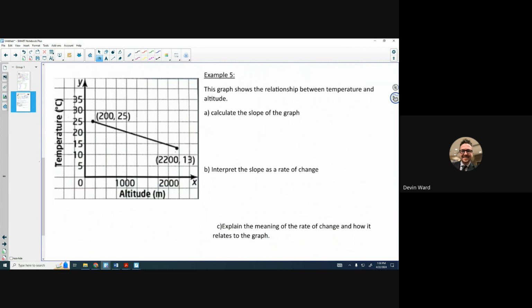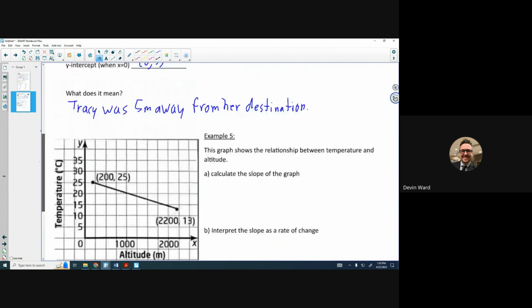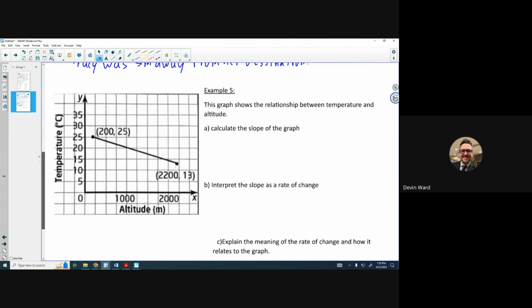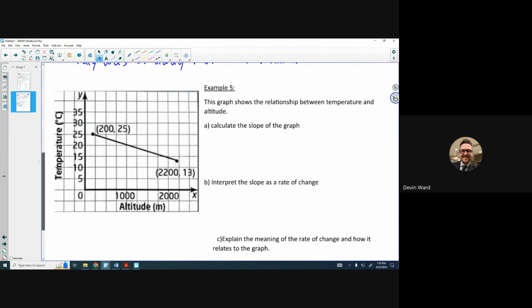So this graph shows the relationship between temperature and altitude. Okay, so we want to calculate the slope of the graph. Again, I'm going to pick x1, y1, that's my point furthest to the left, and x2, y2, that's my point furthest to the right. So to calculate slope, I do y2 minus y1 all over x2 minus x1.